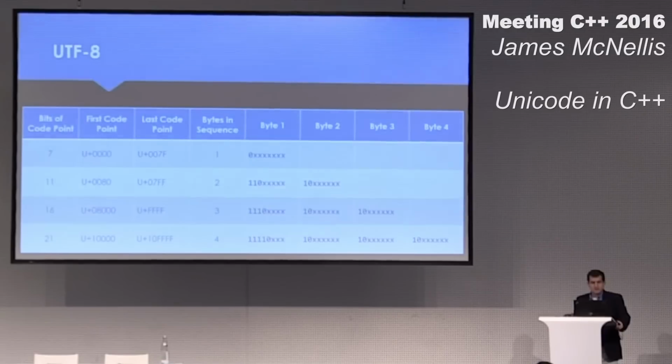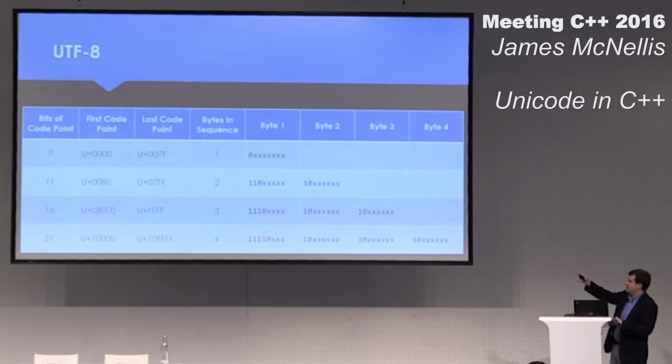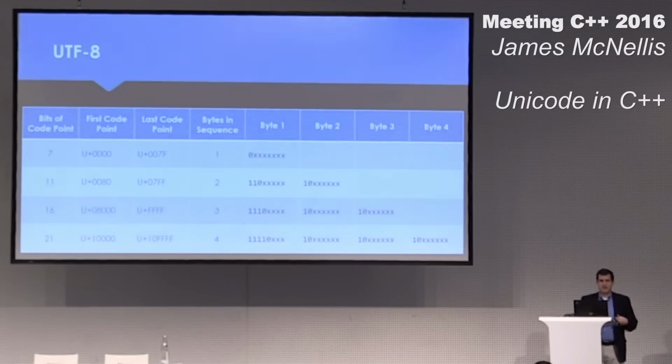For characters that require, say, between 8 and 11 bits to represent, so between 80 and 7FF, we're going to split the bits across 2 different bytes. We're going to take the first 5 bits and put them in the lead byte, and then take the remaining bits and put them in the first trail byte. What you'll notice is that we can distinguish between single byte and multi-byte code points just by looking at the high order bit of that lead byte. If it's a 0, then we know this byte stands alone. It has no trail bytes following it. If it's a 1, then we know it's a multi-byte character, and there's going to be 1 or more trail bytes after it.